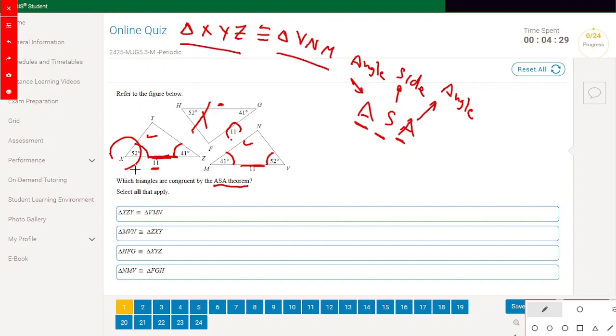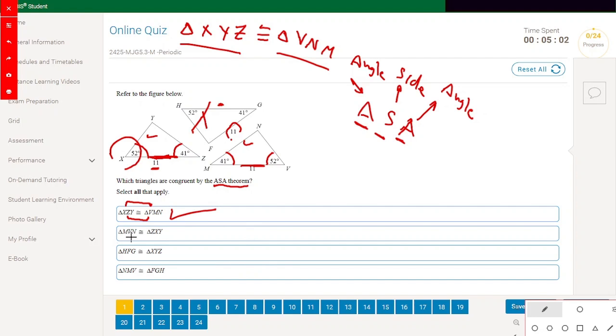Now let's see the answers here. Select order to apply. Angle XZY, XZY. So XZY congruent to VMN. So X, as we said, is congruent to V. Okay, this is right. Now, Z congruent with M, this is right also. And Y congruent with N, so this is the right answer.